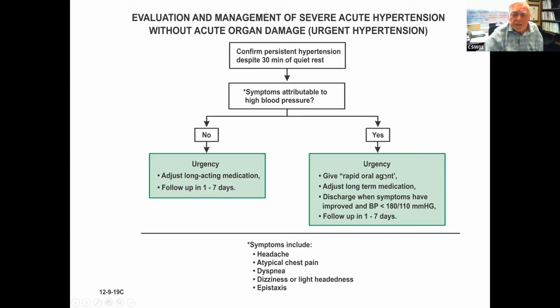So if they're present, it's still a hypertensive urgency, but we want to make sure that we get the patient a rapid oral agent to clear up this problem, hopefully, and adjust the long-term medications and discharge when the blood pressure comes down a bit, and follow up in 1 to 7 days. So just make sure that the patient is given some effective therapy while in the clinic.